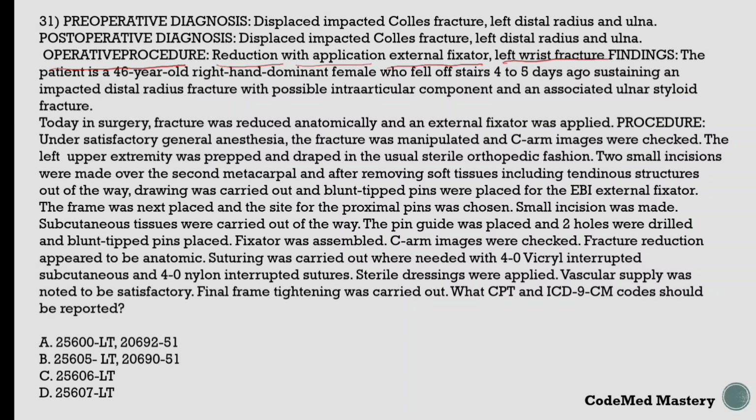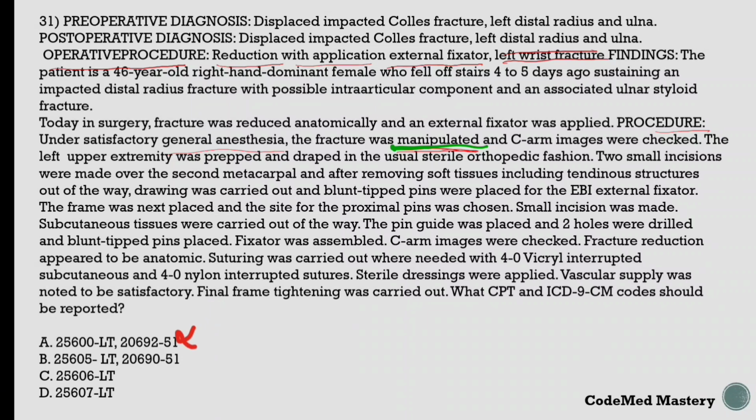Let us check option B, 25605. 25605 is for closed treatment of distal radial fracture, that is matching with manipulation. So let us check in the question anywhere they have mentioned manipulation. You can see here they have mentioned today in surgery fracture was reduced anatomically and an external fixator was applied. In procedure they have done general anesthesia, the fracture was manipulated. Main term we were looking for is manipulation. So manipulation is done in this case. So by this we can eliminate option A, 25600, that is for without manipulation.